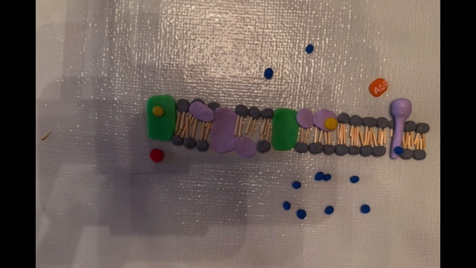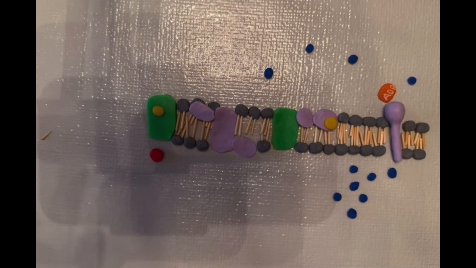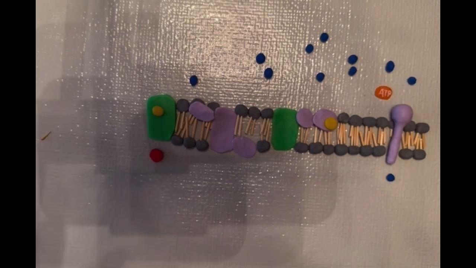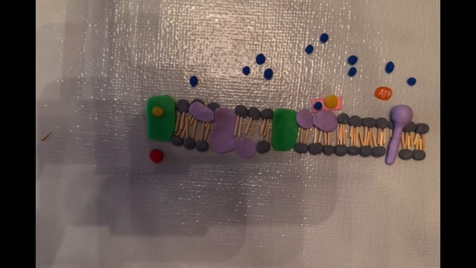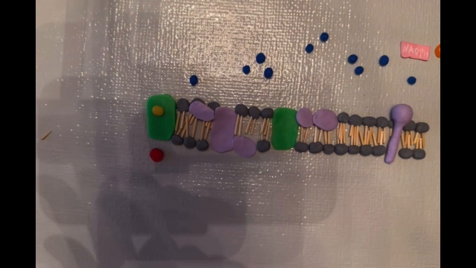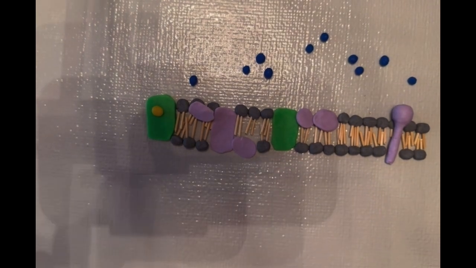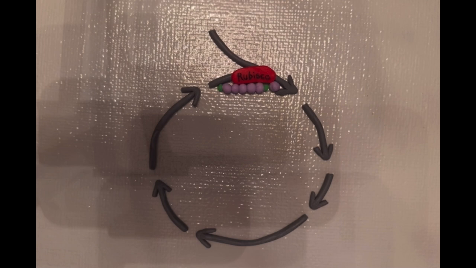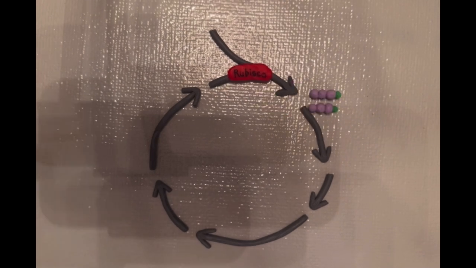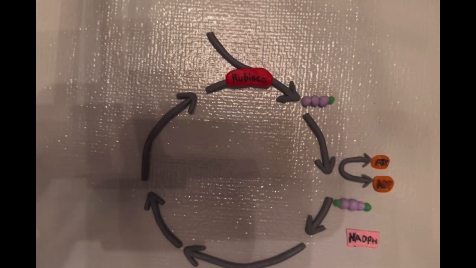The Calvin cycle uses ATP and NADPH from the light-dependent reactions to convert carbon dioxide into glucose. In carbon fixation, 3 CO2 molecules combine with 3 molecules of RuBP with the help of enzyme Rubisco, forming 6 molecules of 3-PGA. In the reduction phase, ATP and NADPH convert 3-PGA into 6 molecules of G3P.